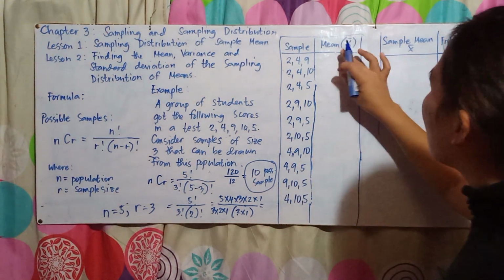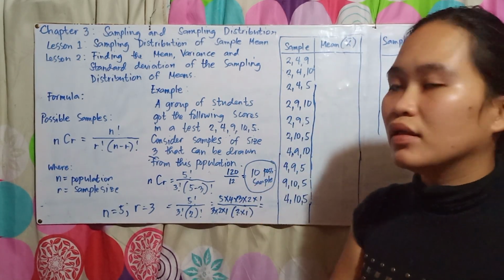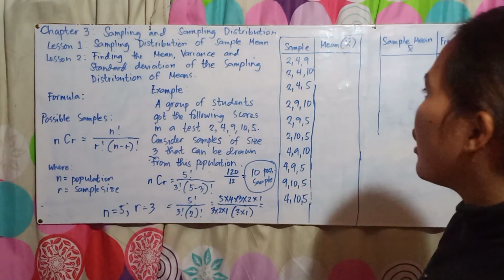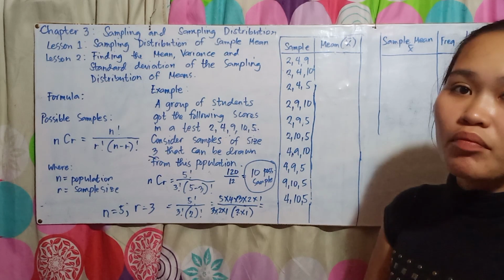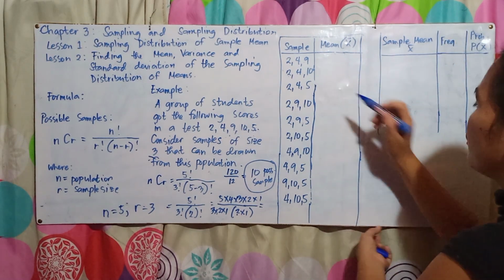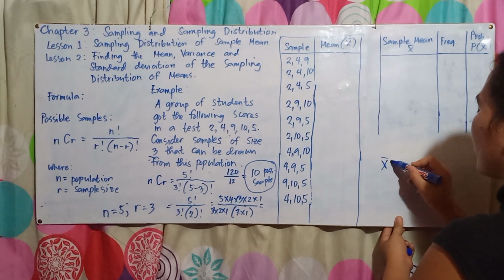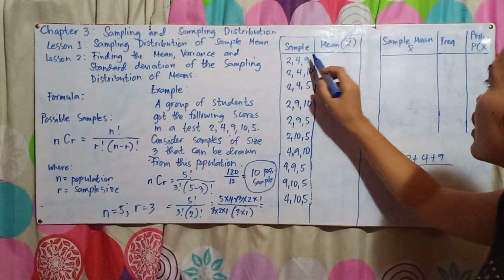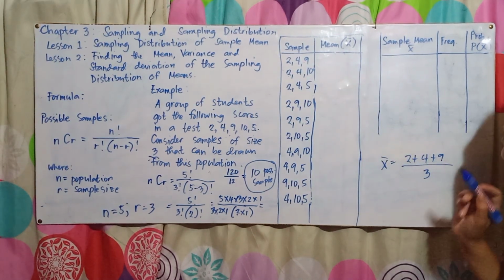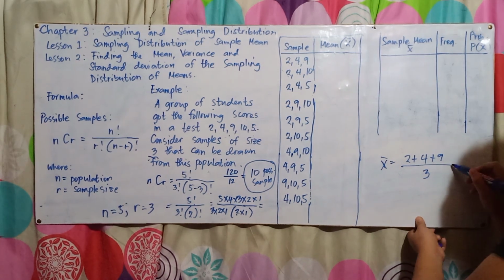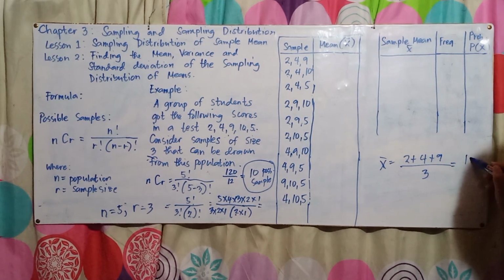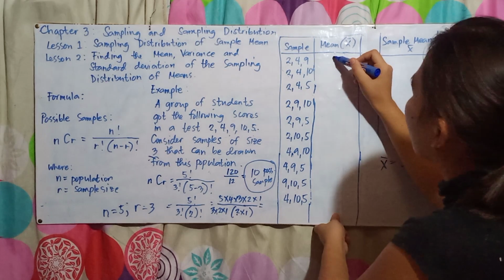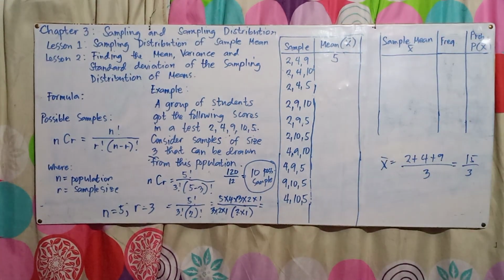This time, let's solve for the mean of each sample. How do we compute the mean? The mean is also known as the average. How do we compute the average? We add them up, then divide by how many there are. First is 2, 4, and 9. We add the three and divide by 3, since there are three of them. 2, 4, 9: 2 plus 4 plus 9 is 15. 15 divided by 3, so the answer is 5.